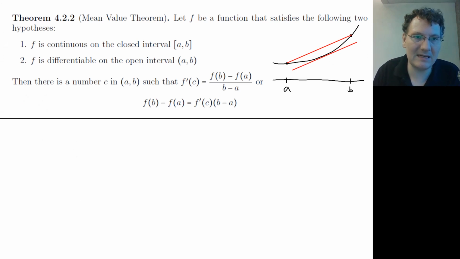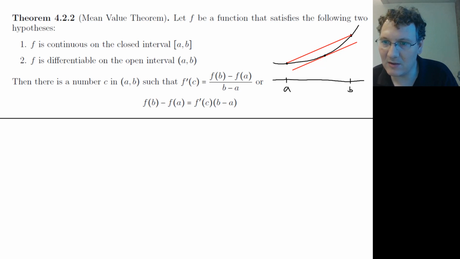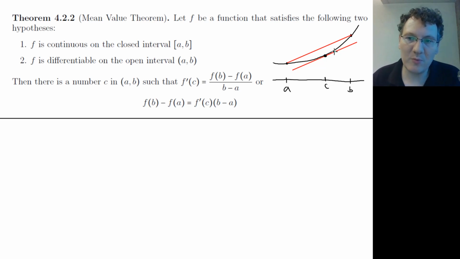There's guaranteed to be some point between a and b where the slope of the tangent line there is equal to the slope of the secant line. That's the mean value theorem. It's guaranteed to be the case. As long as it's continuous and differentiable, this is always going to be the case.